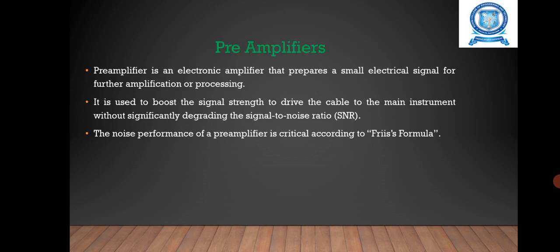First one is the preamplifier. It is an electronic amplifier that prepares a small electrical signal for further amplification or processing. It is often placed close to the sensor, so that it can reduce the effects of noise and interference. It is also used to boost the signal strength to drive the cable to the main instrument without significantly degrading the SNR. Here we use one formula, that is the Friis formula. That means when the gain of the preamplifier is high, the SNR of the final signal is determined by the SNR of the input signal.